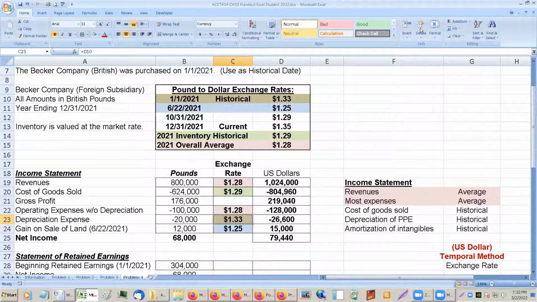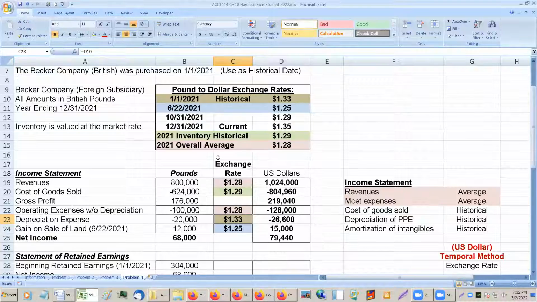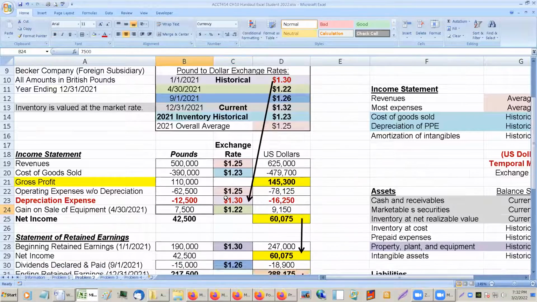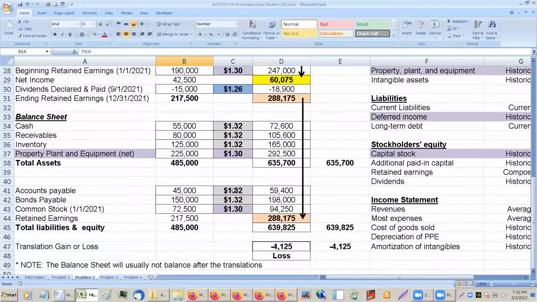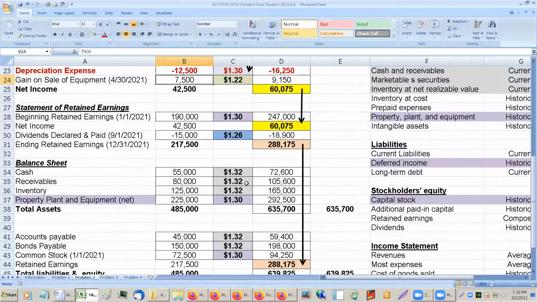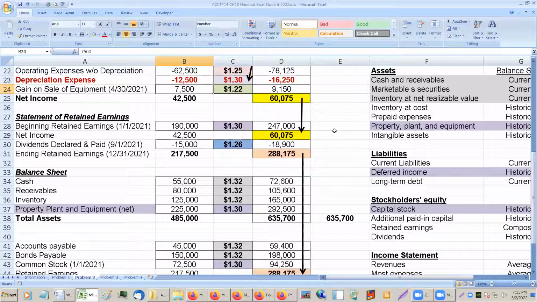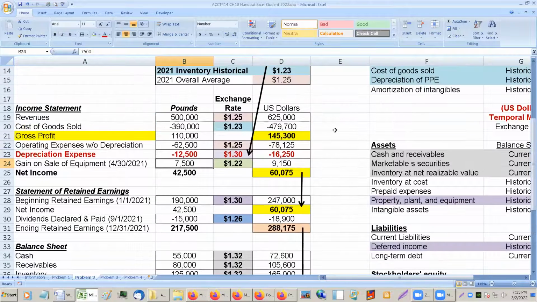Okay, let's stop. Any questions on that? Probably a lot. Just a quick one. I just wanted to make sure, what would be the net loss? Would it be 4,125? Good question. Yes. Go ahead and update the numbers here, especially if you're doing this by hand.